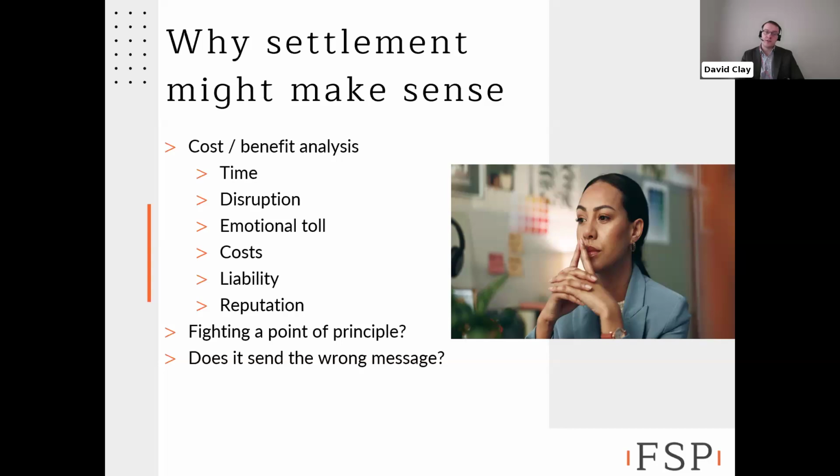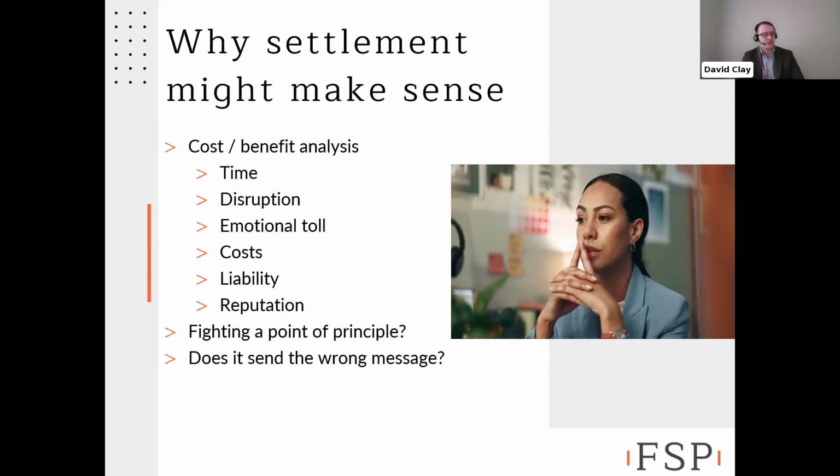What we often find is there's a lot of enthusiasm and people feeling they're in the right and they're going to defend claims and defend their position at the outset of a matter, but then as it rumbles on, as the impact of that starts to be felt throughout the business, often enthusiasm wanes with time when it comes to fighting people on points of principle, and pragmatism can win out.